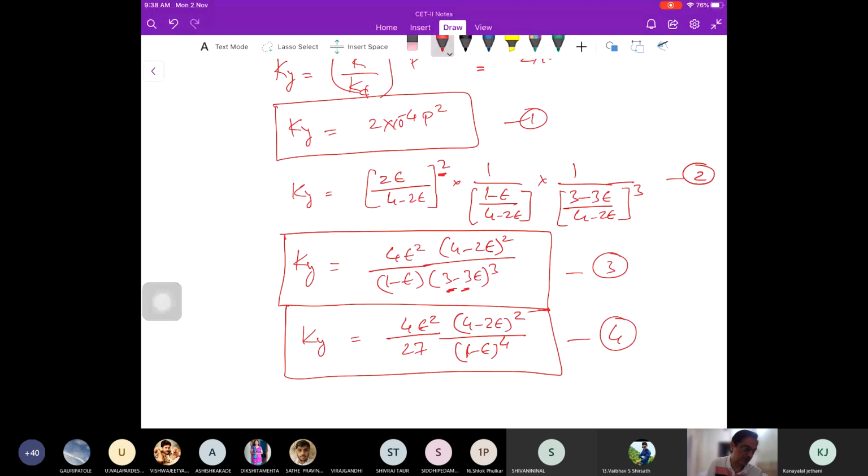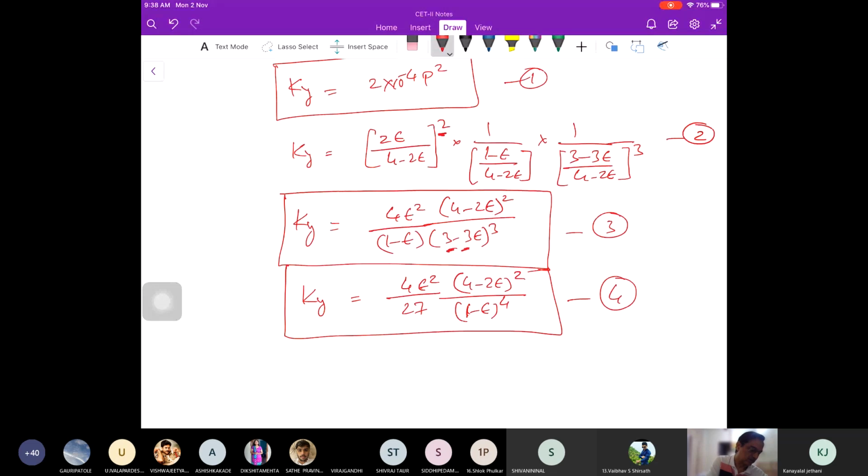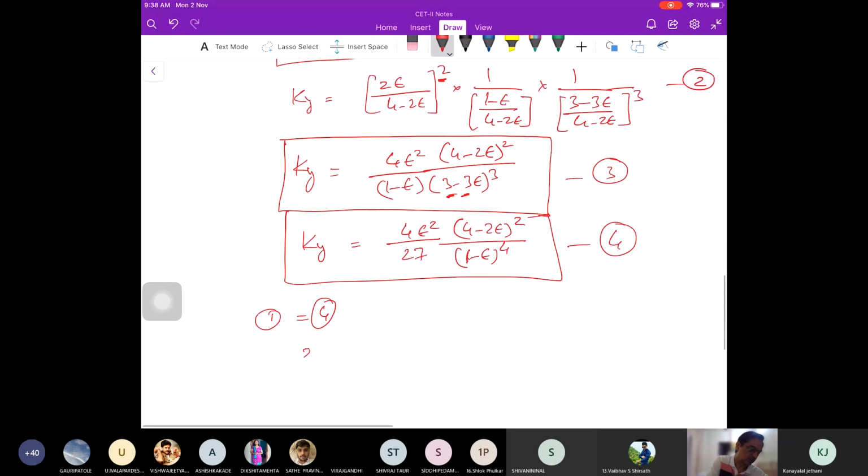ठीक है, so we have 2 equations. अपने पास प्रेशर चेंज करने का है, so we have to, a part is 1 is equal to 4, right? So it is 2 into 10 raised to the power of minus 4 P square is equal to 4 epsilon square upon 27, 4 minus 2 epsilon whole square upon 1 minus epsilon raised to the power of 4.